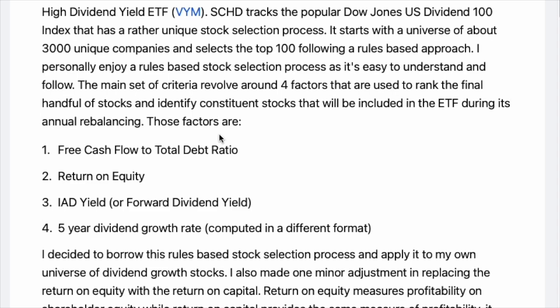So as I was reviewing SCHD's underlying index, and the stock selection process it follows, I really liked one of the parts in the process. And these were the 4 factors that are used to rank the final handful of stocks and identify constituent stocks that will be included in the ETF. Those factors are the free cash flow to total debt ratio, the return on equity, the IAD yield or the forward dividend yield, and the 5-year dividend growth rate.